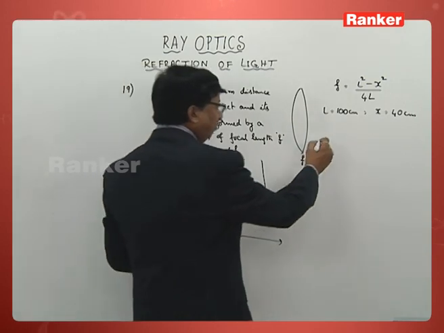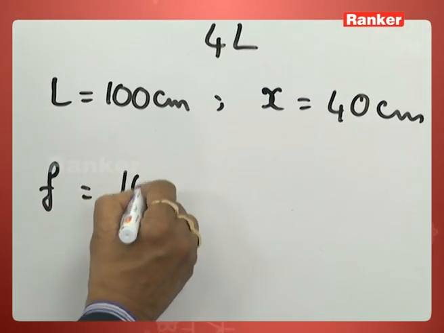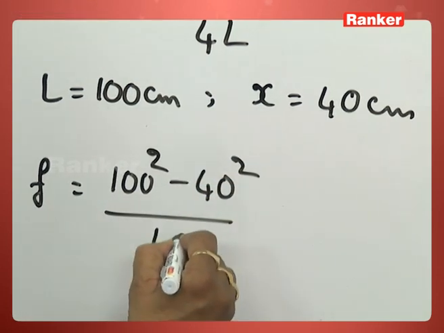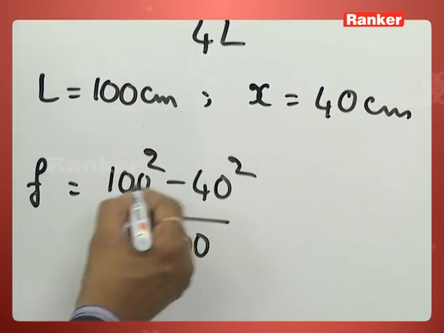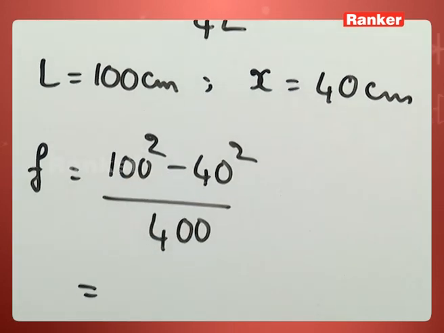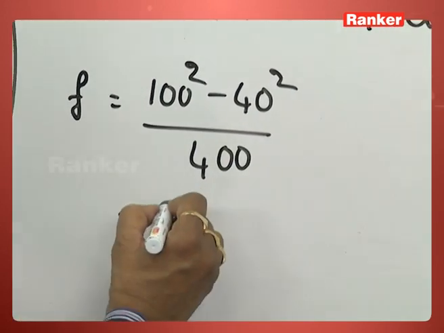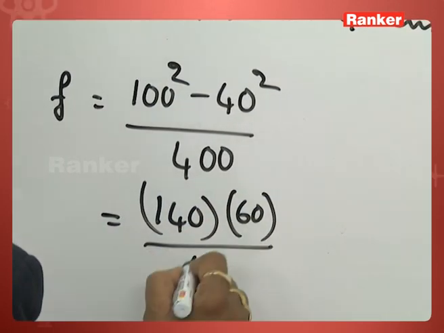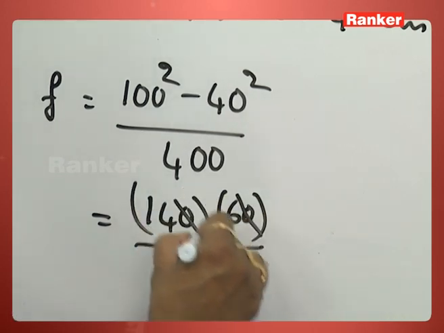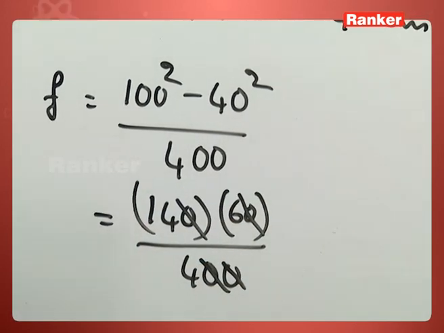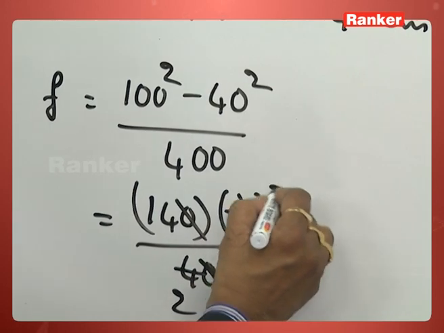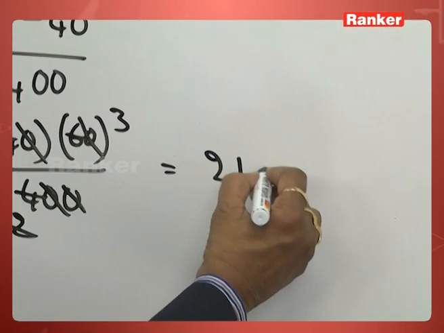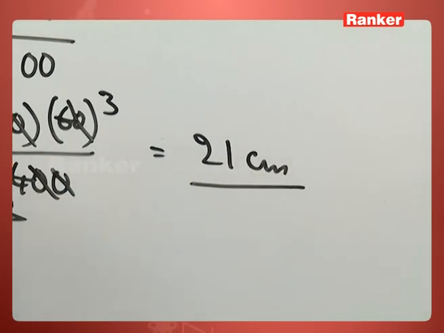So focal length, when we consider this, becomes 100 square minus 40 square by 4 times 100, that is 400. This one you can expand like a square minus b square: 140 into 60 divided by 400. The zero you can cut off in each. Twice 2 here, thrice 2 here. This goes 7 times. So you are getting 21 centimeter as the focal length.